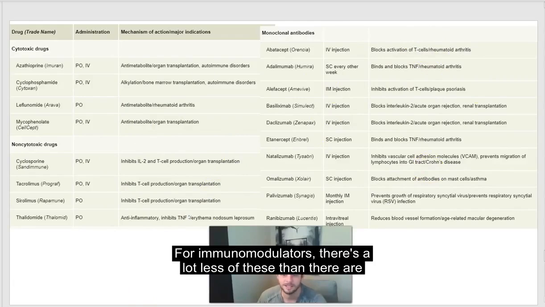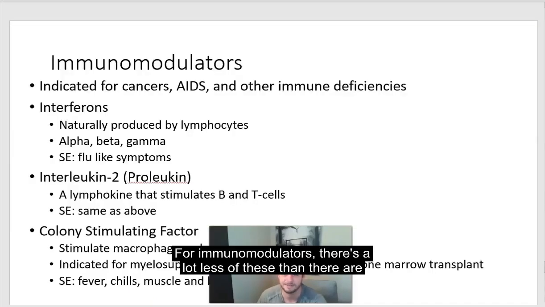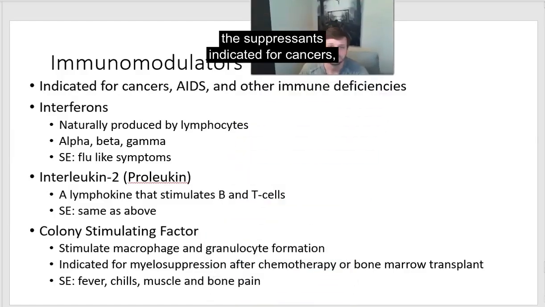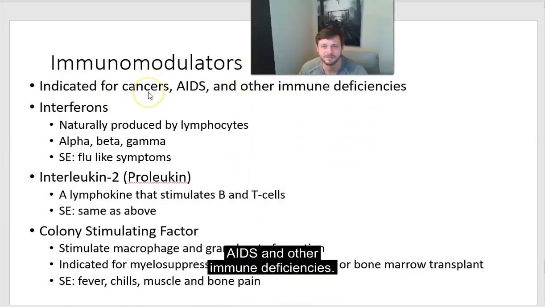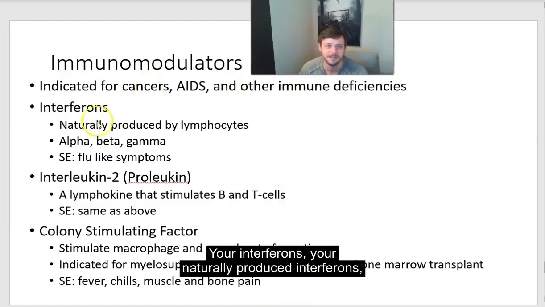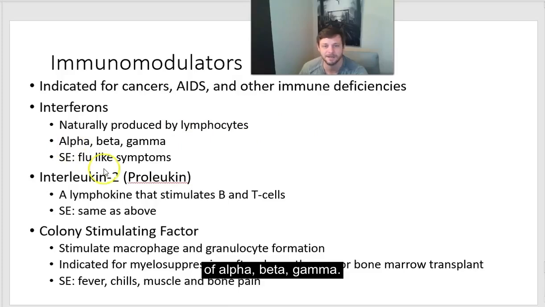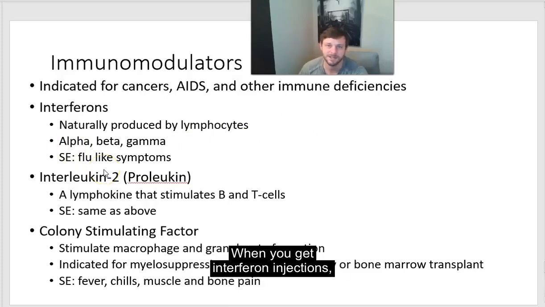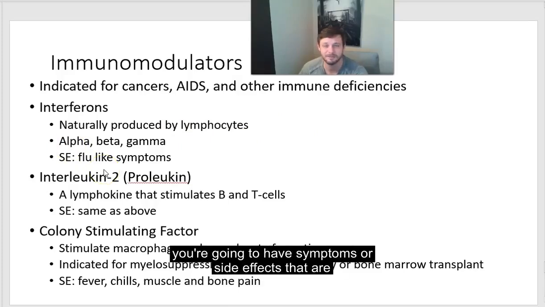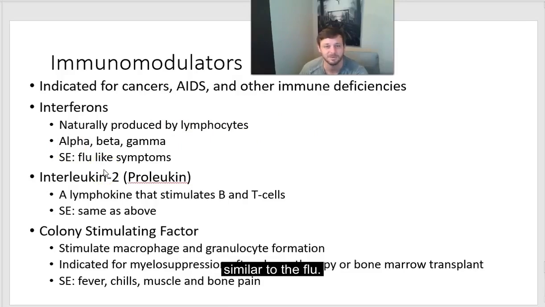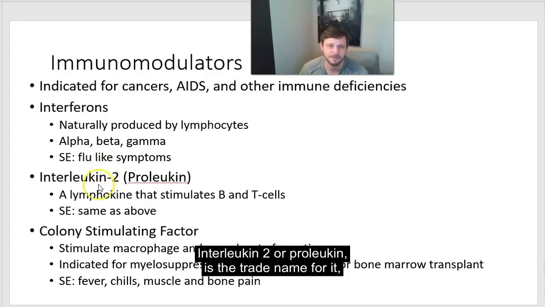For immunomodulators, there's a lot less of these than there are the suppressants. Indicated for cancers, AIDS, and other immune deficiencies. Your interferons, you naturally produce interferons. They're made by the lymphocytes. 3 major classes of alpha, beta, gamma. When you get interferon injections, you're going to have symptoms or side effects that are similar to the flu. So malaise, muscle weakness, fevers, chills, that kind of stuff.